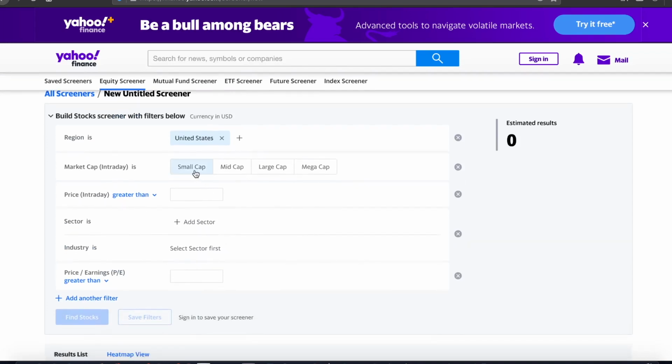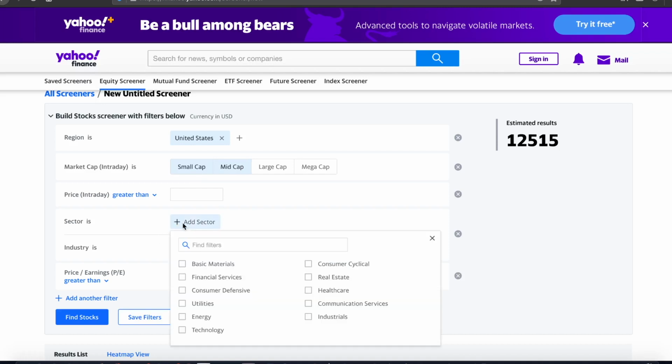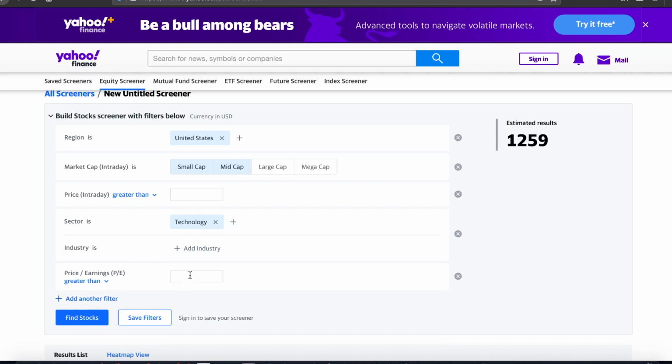Let's see how this works. So let's say we're going to go for some small and mid-cap companies. Let's go for technology. And let's do a PE ratio of 20. So the cool thing is here, as you add filters, the number will get smaller as you're getting closer to the target company you're looking for. So let's say right now for companies that are small and mid cap in the US that are technology and have a PE ratio of greater than 20, there's 264.